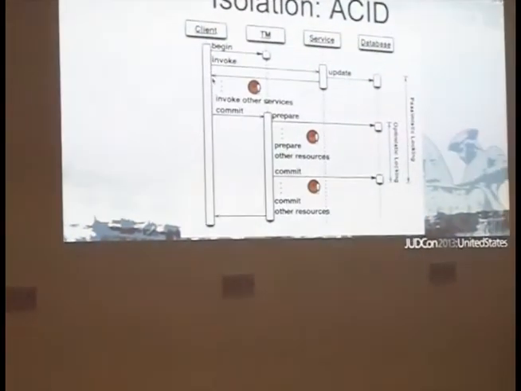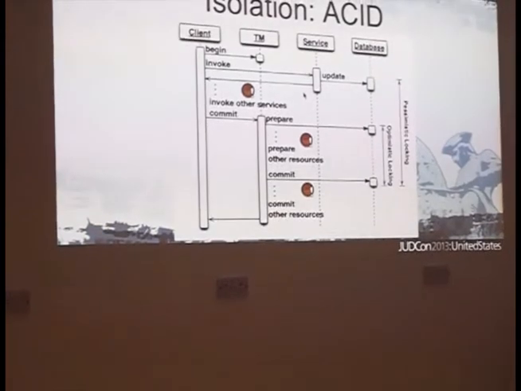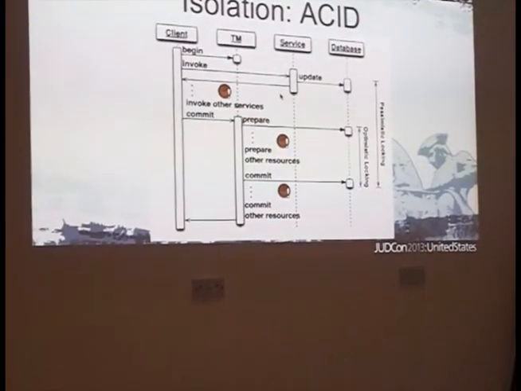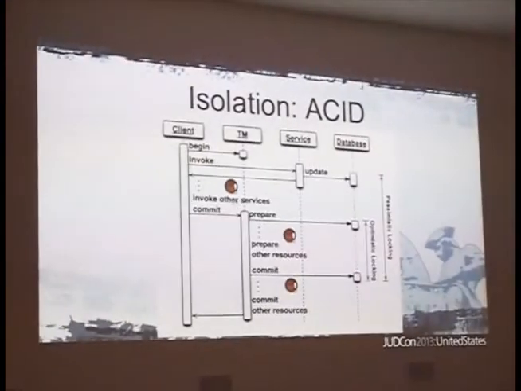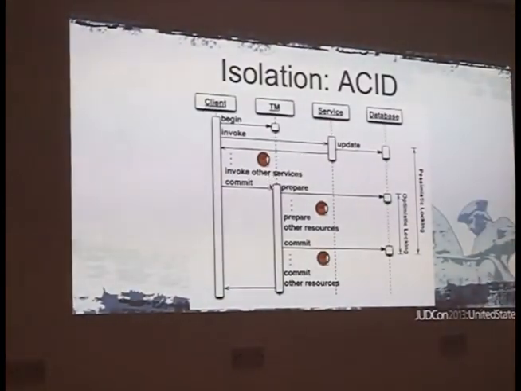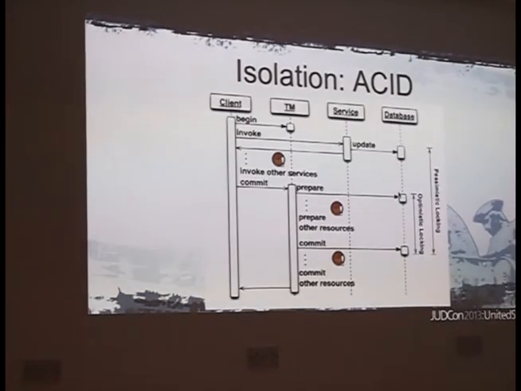So the client can now go and invoke other services, invoke other business logic, or do its own internal stuff, or just twiddle its thumbs, or whatever it likes to do. And then finally it can decide to commit the transaction. This is where the two-phase commit protocol begins. The transaction manager will then drive all the resources that are enlisted through the two-phase commit. So we'll start by preparing the database.